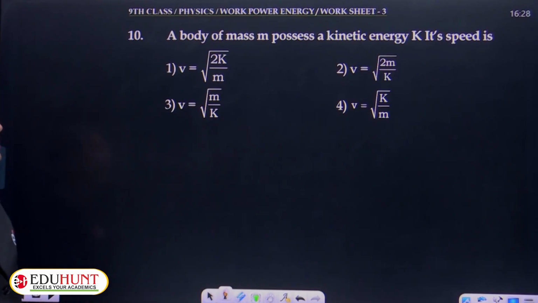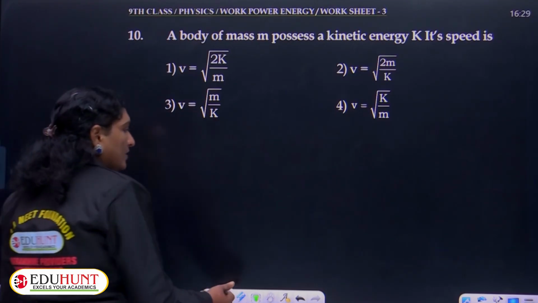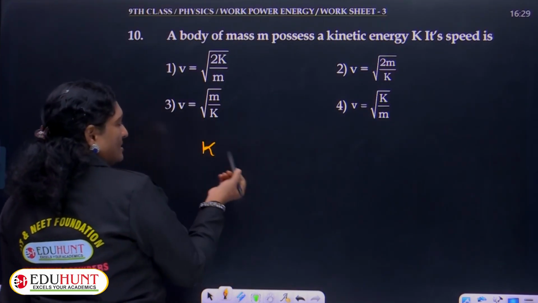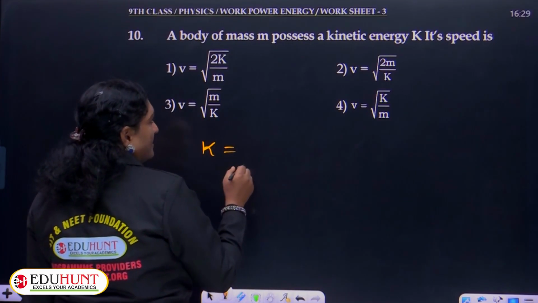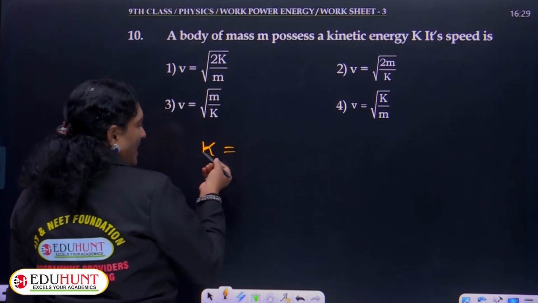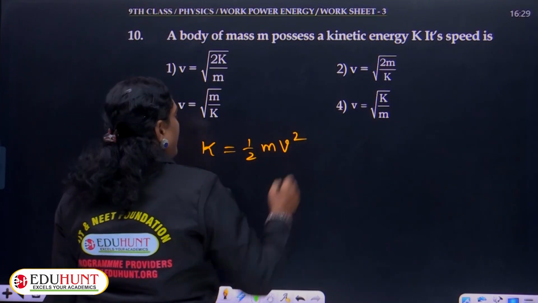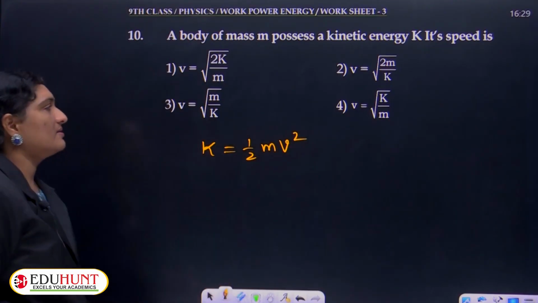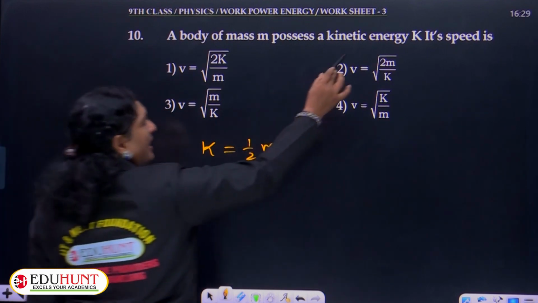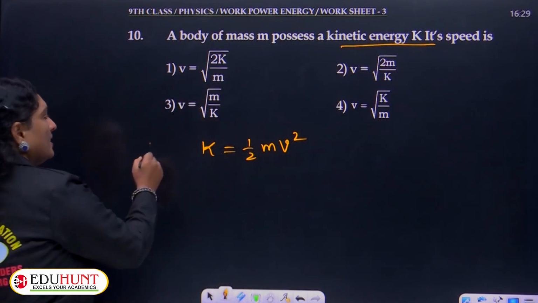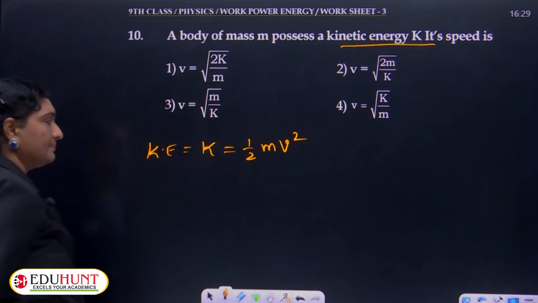10th one. A body of mass M possesses a kinetic energy K. Its speed is? Children, we know the formula for kinetic energy, KE or simply K. I'll be writing kinetic energy here. Instead of KE, I represent it as K, half mv square. So kinetic energy K equals half mv square. Because they wrote kinetic energy, they represented it with K.